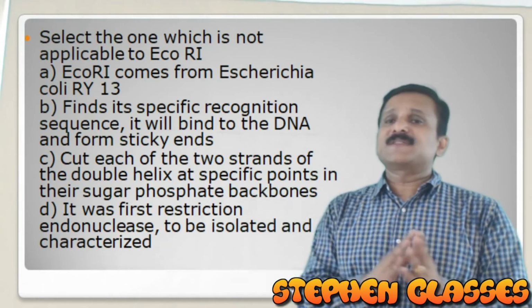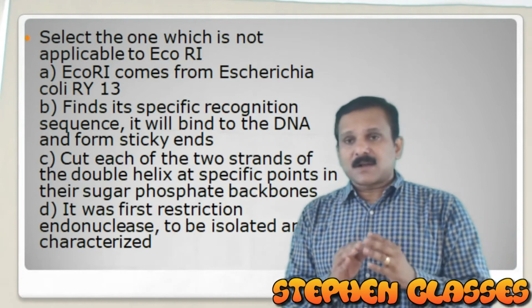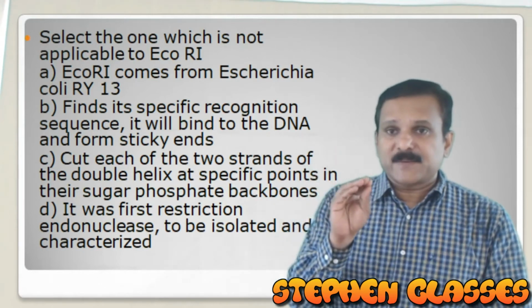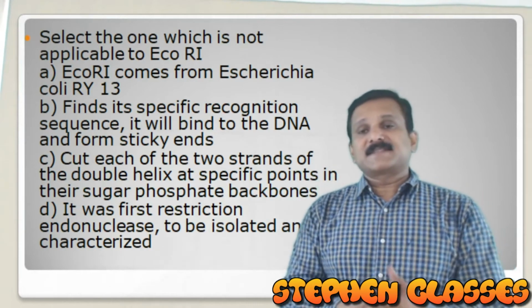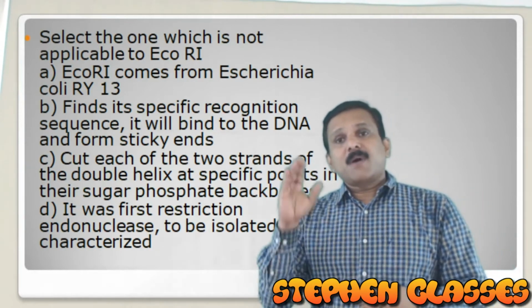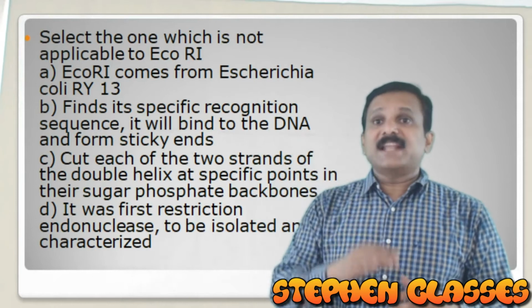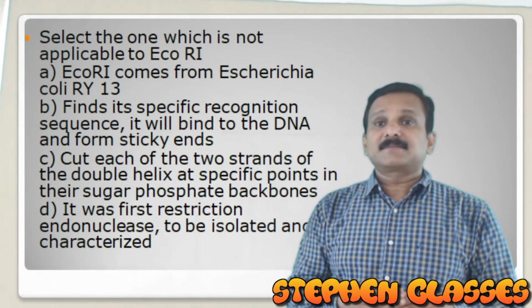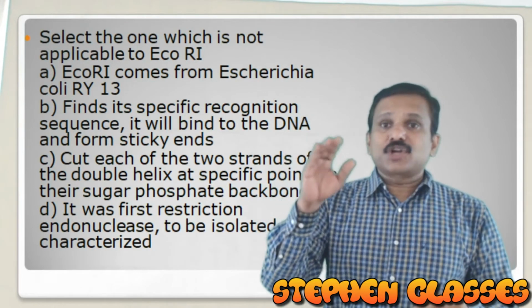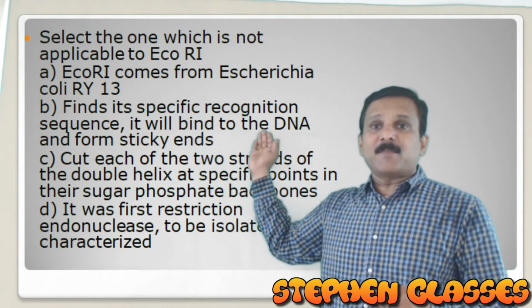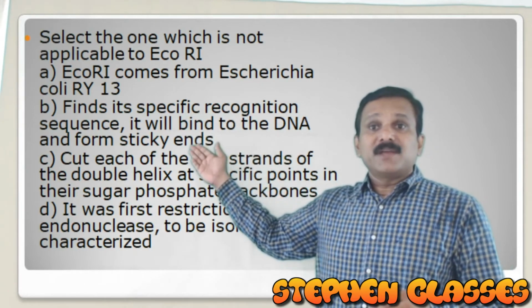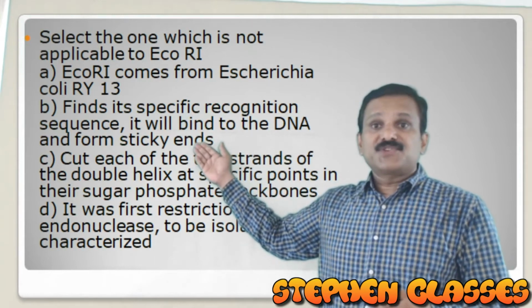The same sequence will be there, and these sequences are called palindromic sequences. So here, EcoR1 is a type of restriction enzyme which will cut at palindromic sequences. It will find a specific recognition sequence, bind to the DNA, and form sticky ends.